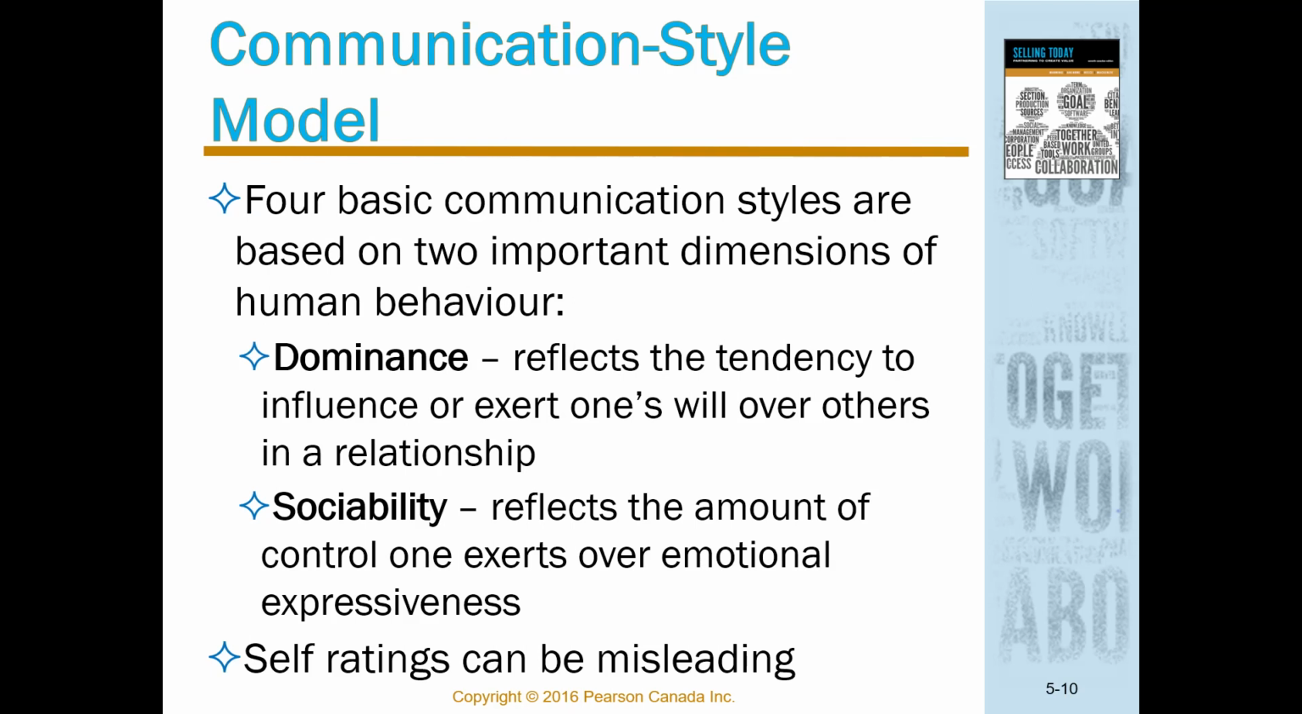Some of us have a very high dominance level and some of us have a very low one, but we all have one. And we all have a sociability level, which is a dimension, I should say, which reflects the amount of control one exerts over emotional expressiveness. Again, we all have this at different levels. Some of us are very sociable and very expressive, or very emotive.